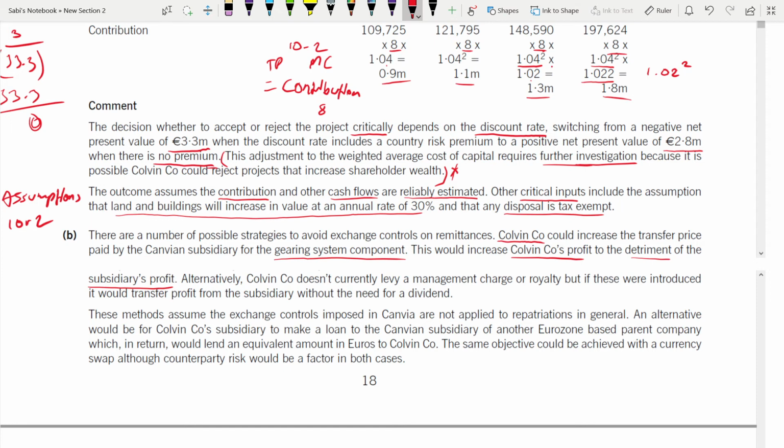So now, the parent company increases the transfer price, so the subsidiary company has to pay more. So who is suffering? The subsidiary, right? Its profits will go down. But on the other hand, the parent is receiving that increased transfer price, so he's benefiting. His profit will go up. So that's what they are saying. Now this line you can say in any way. That flexibility is there. You don't have to copy paste this line exactly.